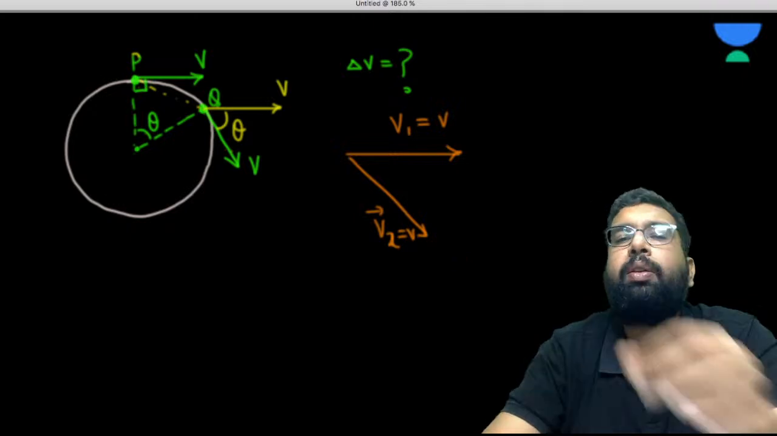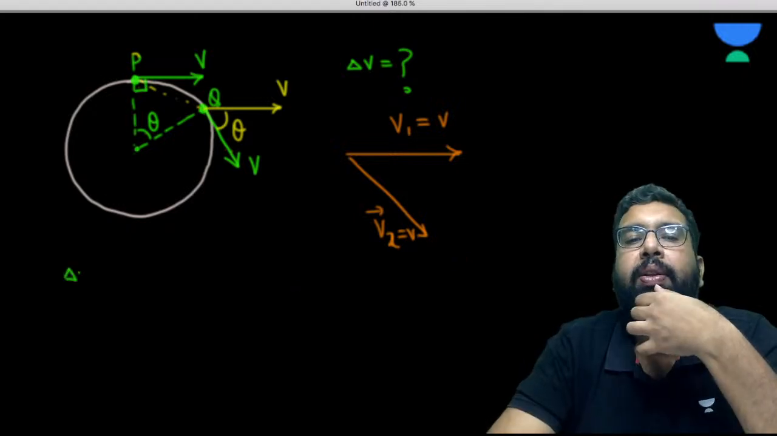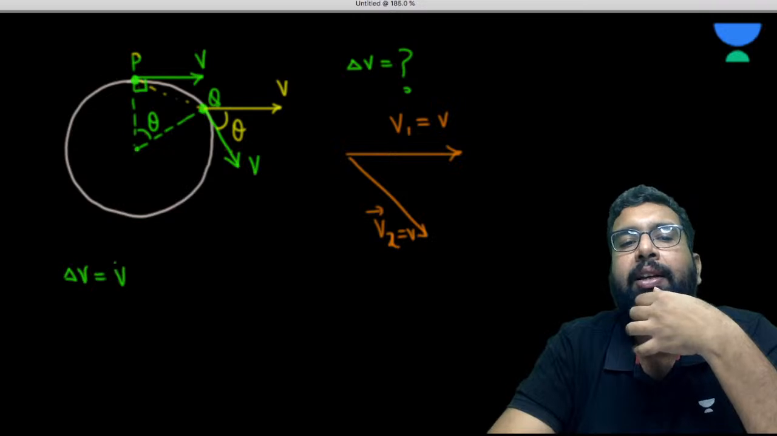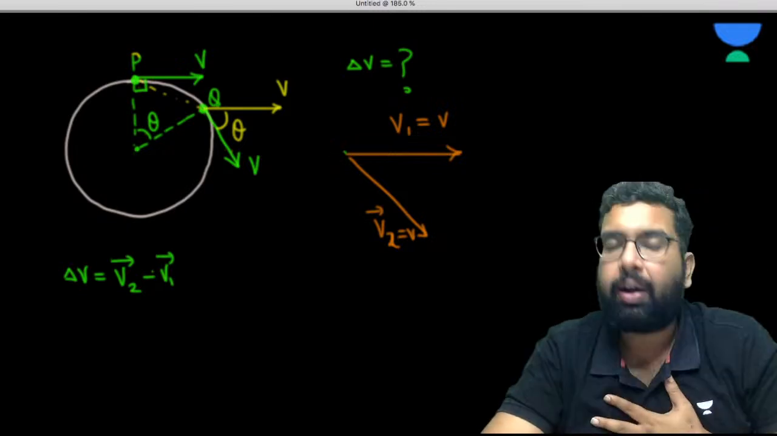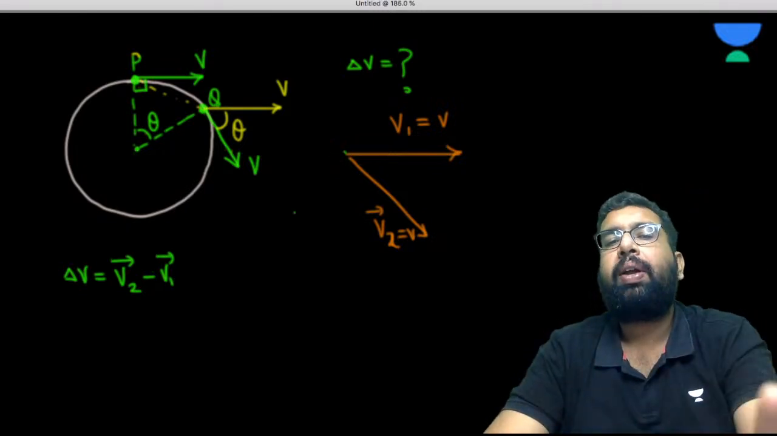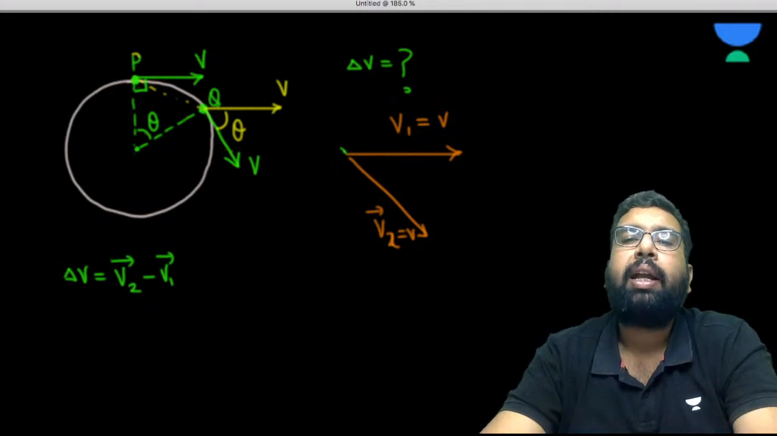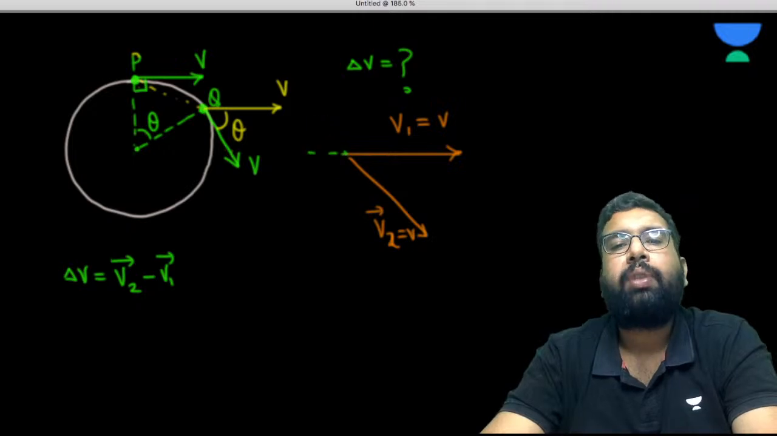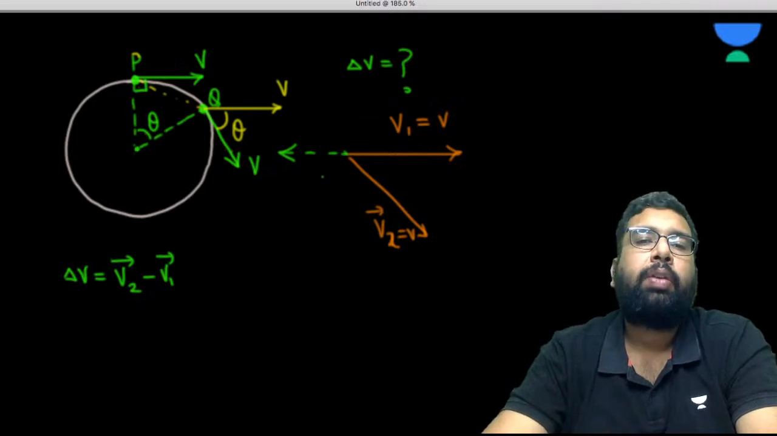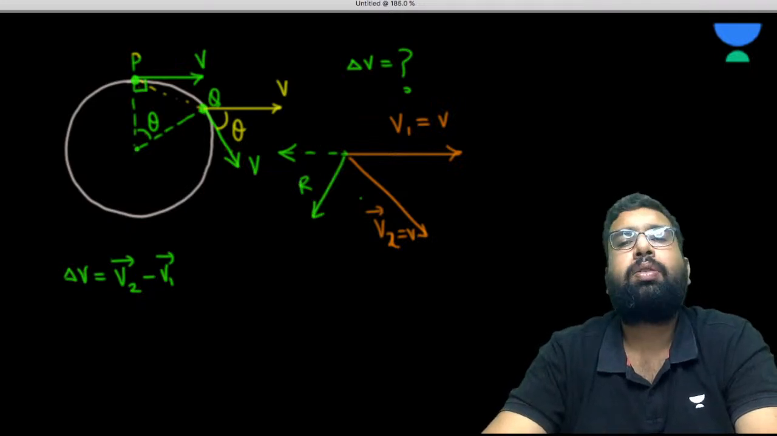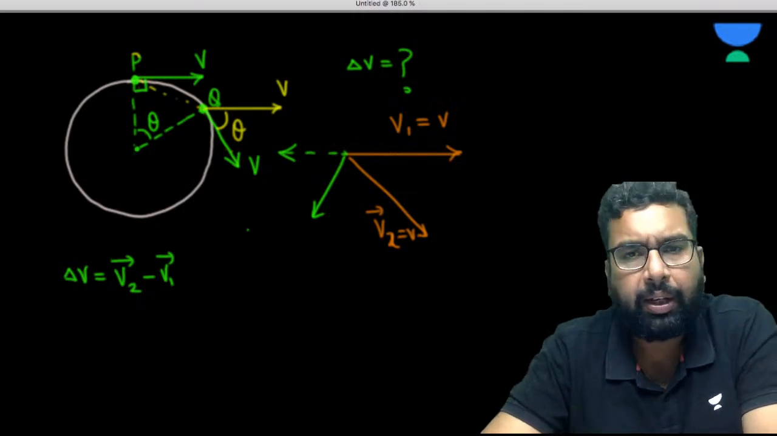Now, sir, what do we need to find? The change in velocity. Here we can directly use the formula: v2 vector minus v1 vector. If we want the resultant also, we can find it. We write v2 minus v1, which means we are adding this v2 and the negative of this v1 vector. I think this is in your mind now. If they ask you the resultant, this will be the direction of the resultant. You can calculate it, that is not a matter.